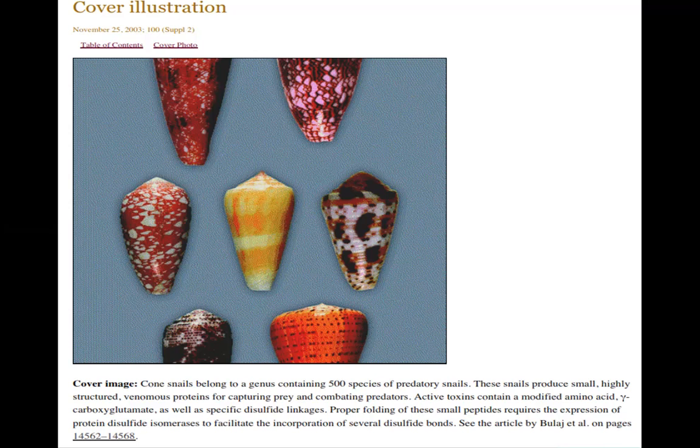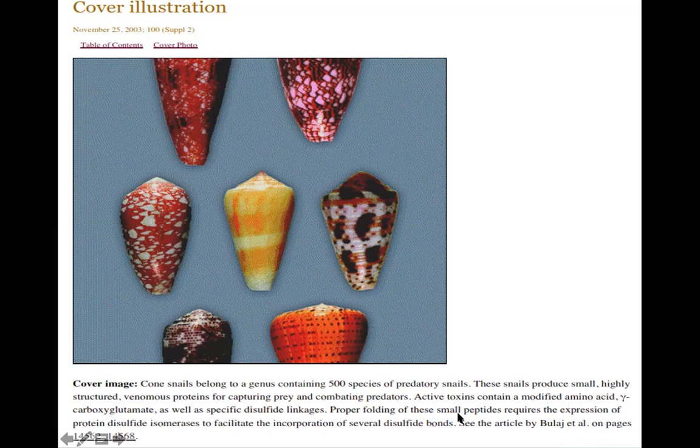Cone snail was a cover story of a journal called Proceedings of the National Academy of Sciences. And here you can see incredible diversity in the pattern and the color on their surface. Scientists discovered that cone snails belong to a genus containing 500 species of predatory snails. They are predatory snails, obviously, they eat other organisms. These snails produce small, highly structured, venomous proteins for capturing prey and combating predators. Active toxins contain a modified amino acid, gamma carboxy glutamate, as well as specific disulfide linkages.